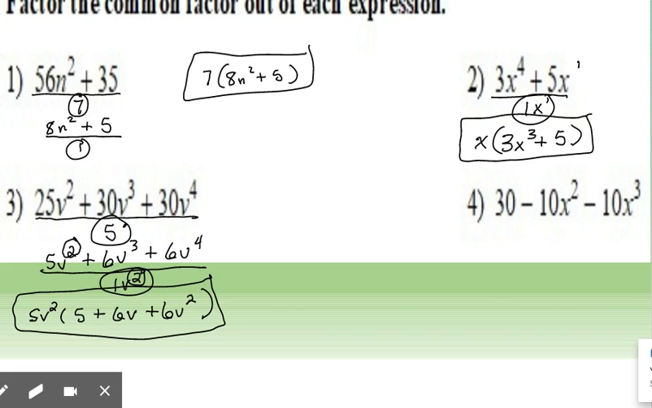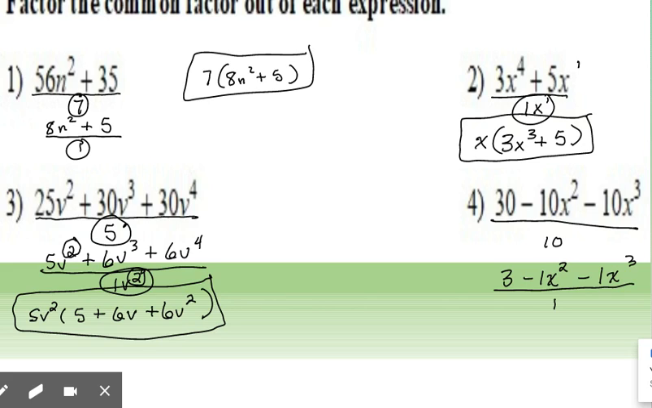Number 4, all end in 0. I can divide these by 10. And that's going to leave me with 3 minus 1x squared minus 1x to the third. Nothing else to divide out, so 1, I'm done.